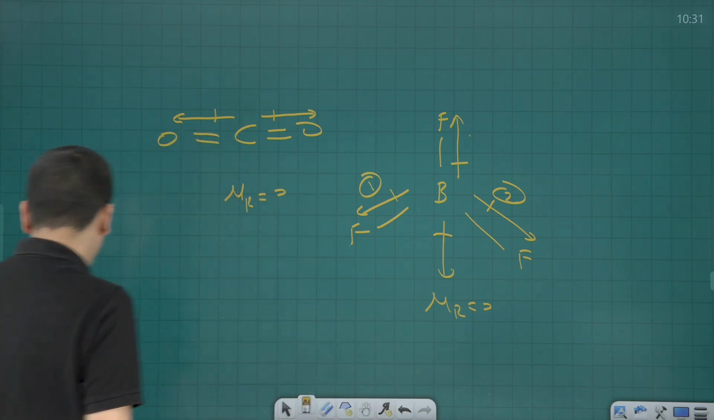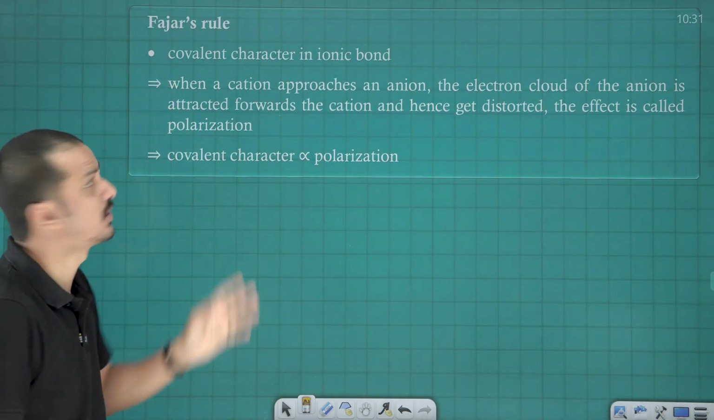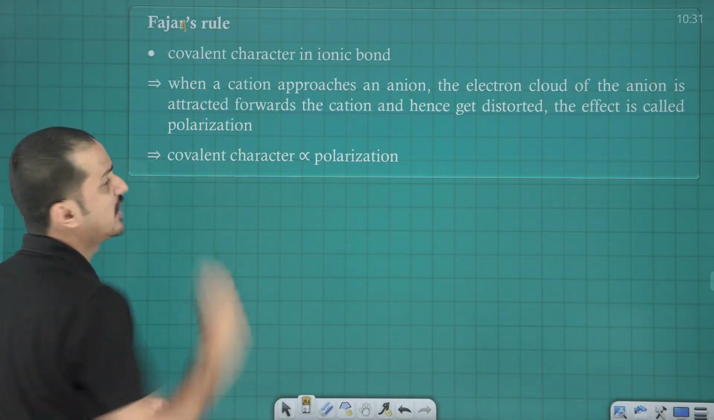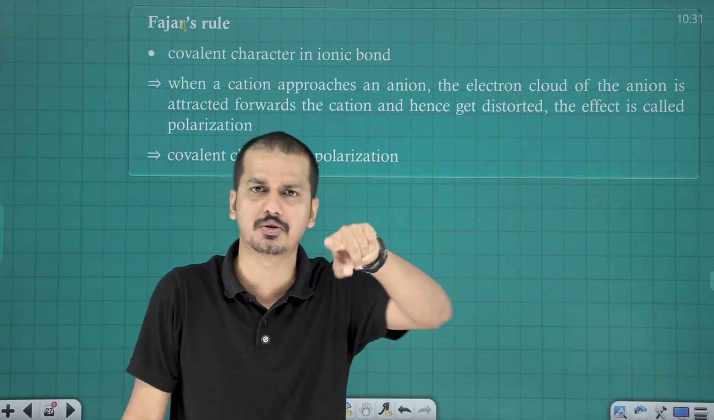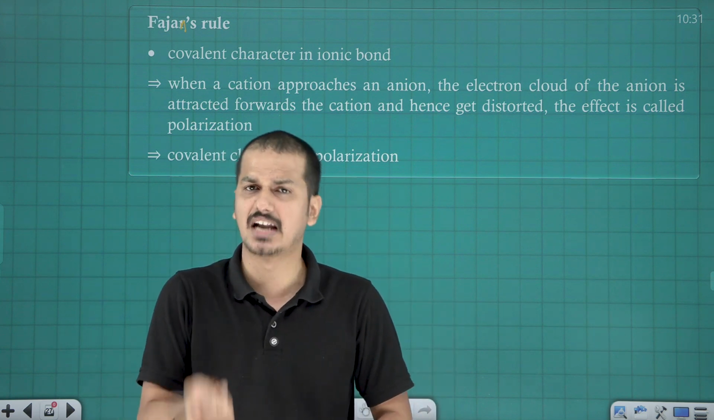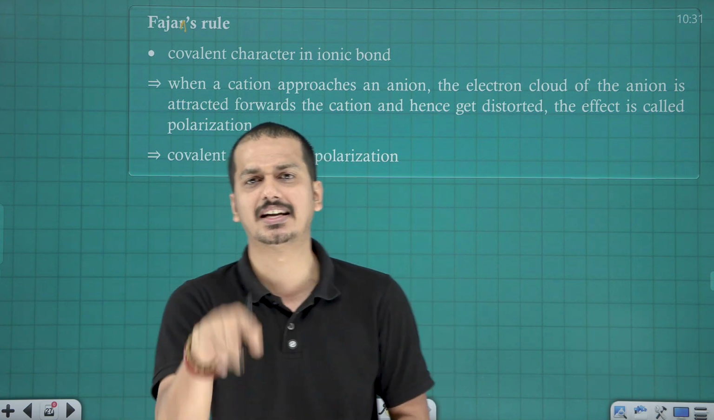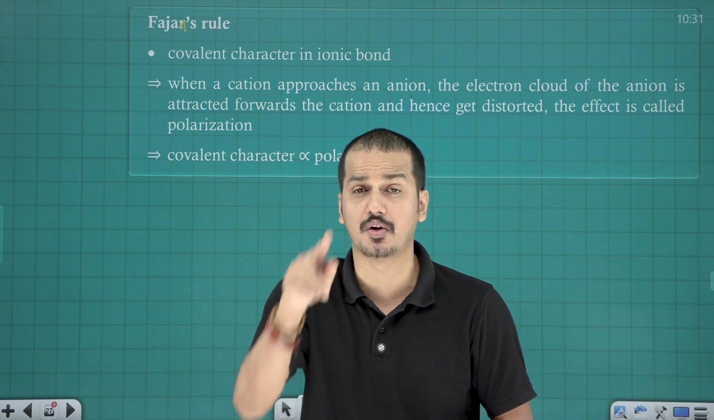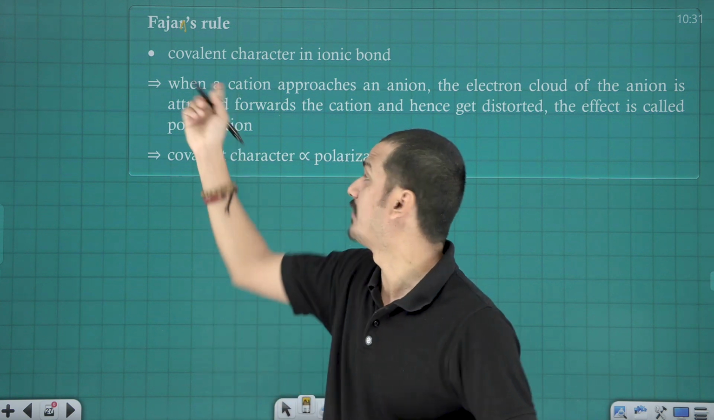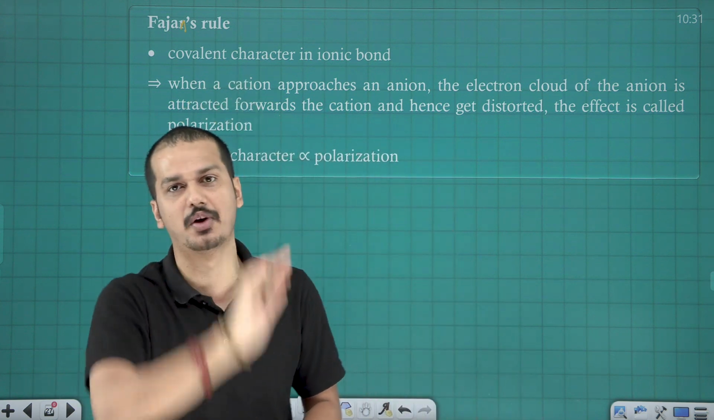Okay, dears? Yeah. See. Next idea we have to look about what? Fajan's rule. Okay, Fajan's rule. Fajan's rule is just the opposite of what? Dipole moment. Dipole moment means calculation of polarity in what? Covalent compound. Similarly, this Fajan's rule is actually covalent character in ionic compound.